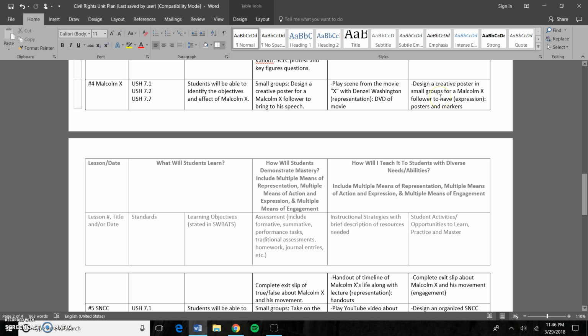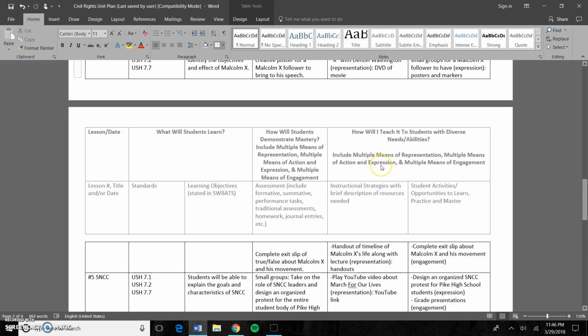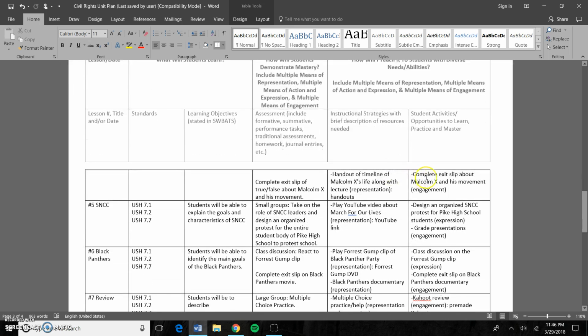Then the students will split up into small groups and design a creative poster, something that a follower of the Malcolm X movement would have and would take to a protest. They'll be able to use posters and markers for that. Be creative with it. At the end of the lesson, they can complete a small true-false exit slip about Malcolm X and his movement to end the lesson.